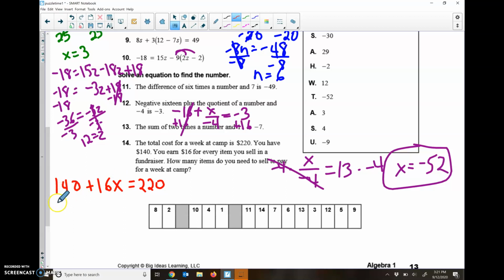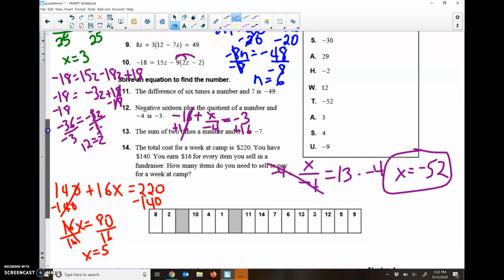Okay, so this is a positive 140, so I end up subtracting 140. So I end up with 16x. 220 minus 140 is 80. And then divide both sides by 16 because it's 16 times x. So 80 divided by 16 is 5.